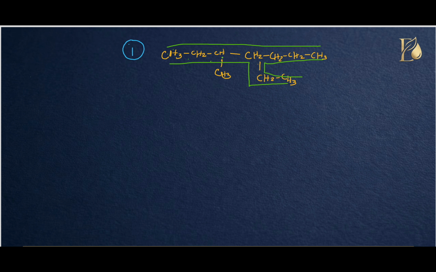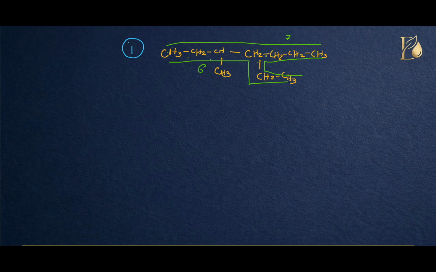So if we are considering this way, how many carbon atoms are there? 1 2 3 4 5 6 carbon atoms. If you are selecting this way, we can have 6 carbon atoms. And if you are choosing this chain, how many carbon atoms are possible? 1 2 3 4 5 6 7 carbon atoms are possible in this way. And if you are choosing this way, how many carbon atoms are possible? 1 2 3 4 5 6. How many? 6. Among which we can identify that this is the longest chain. So we can choose this chain as a parent chain.